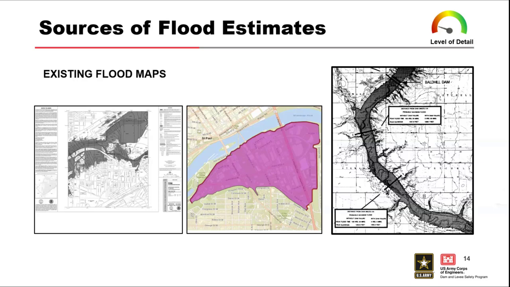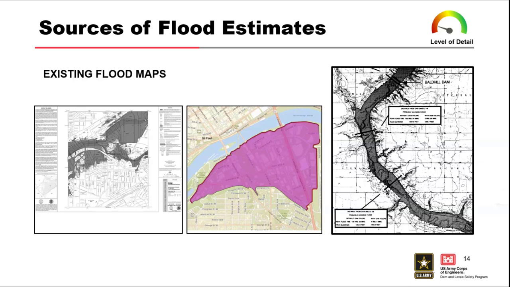The FEMA flood insurance rate maps are certainly a resource. We have a national levee database that has leveed area described for each levee in the country. And a lot of dam projects will have emergency action plan maps, where there was a big effort in the late 70s and 80s to do mapping of dam failures. Some of those maps are still the best available. So there's a lot of existing information out there. That's bare bones, where you can start.